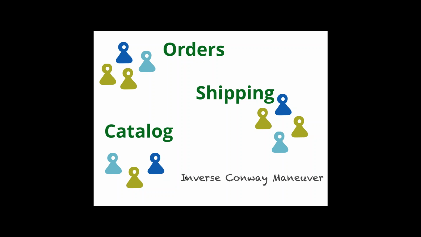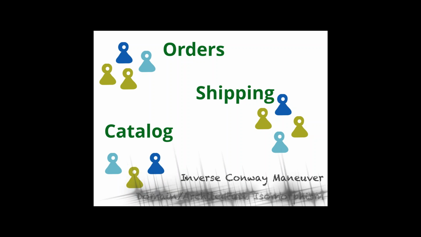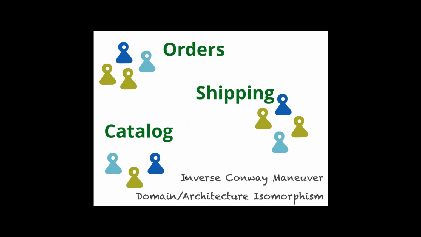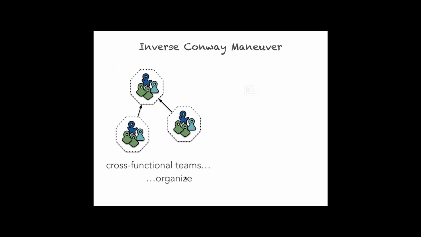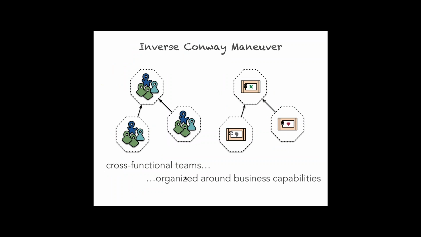One is the inverse Conway maneuver. It's really the realization that Conway's law is going to happen whether you want it to or not. And so why not leverage that rather than avoid it? If you really want to impress someone about this, you can refer to this as domain architecture isomorphism. This is how the domain and the architecture map to one another, but that phrase is probably best left for discussions with enterprise architects about this. Really what the inverse Conway maneuver says is that you build cross-functional teams that look like the capabilities that you're building and leverage Conway's law.